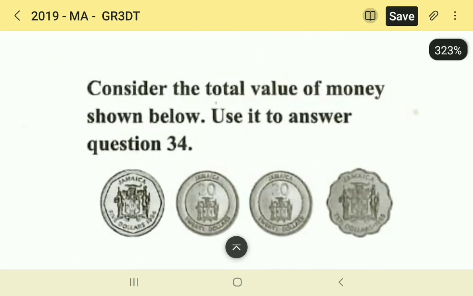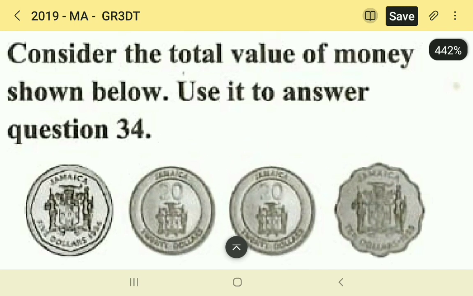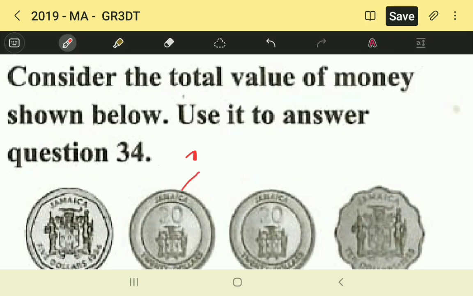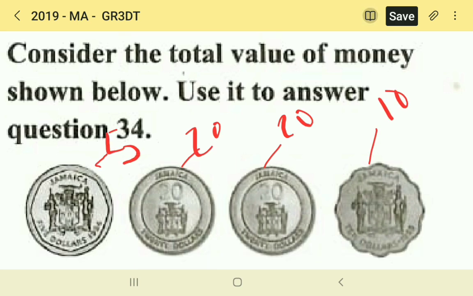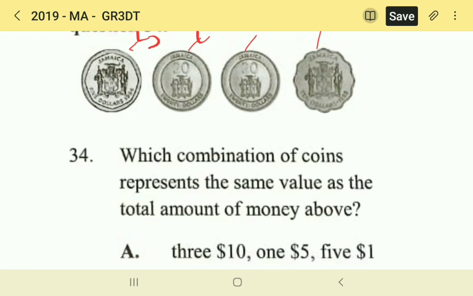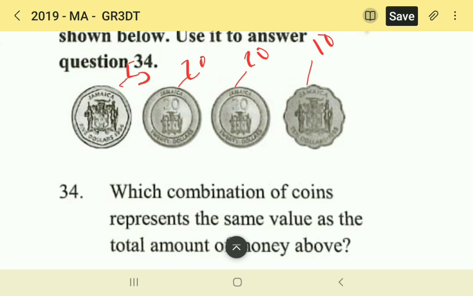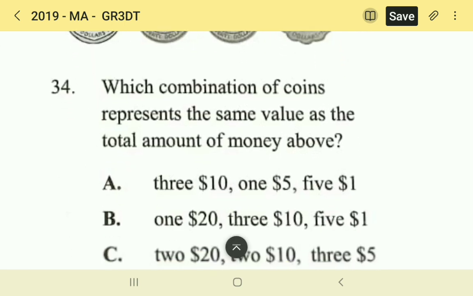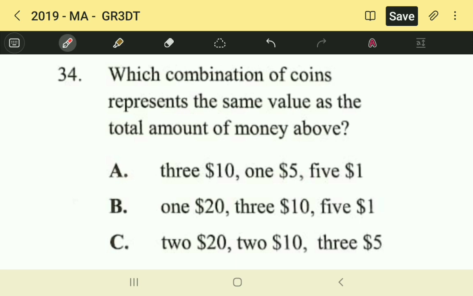Let's zoom this one up properly so we make no mistake. We're clearly seeing a $20. A $20. This one is a 10 and this one is a 5. So let's see what we're asked to do. Which combination of coins represents the same value as the total amount of money above? So above we have 20, 40 and 10, 50, and this is 55. So we're looking for what will add up to $55. All right, let's see.